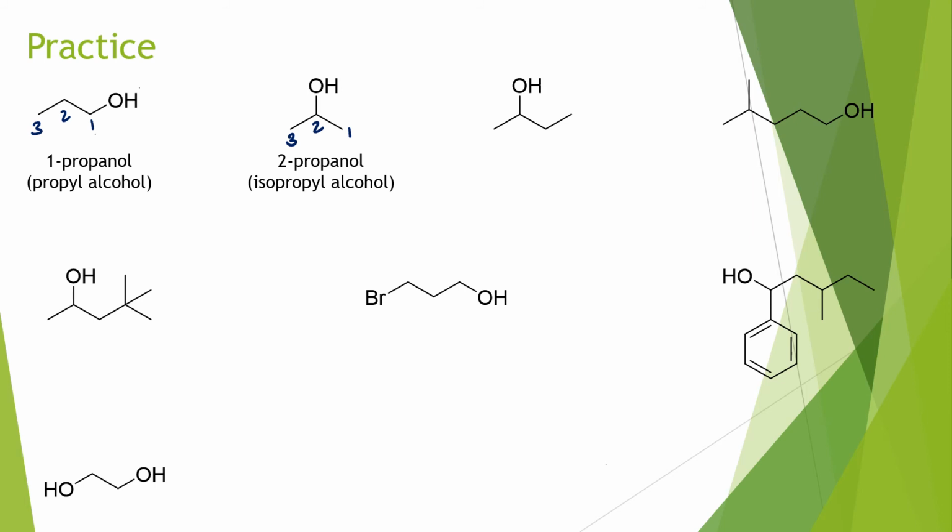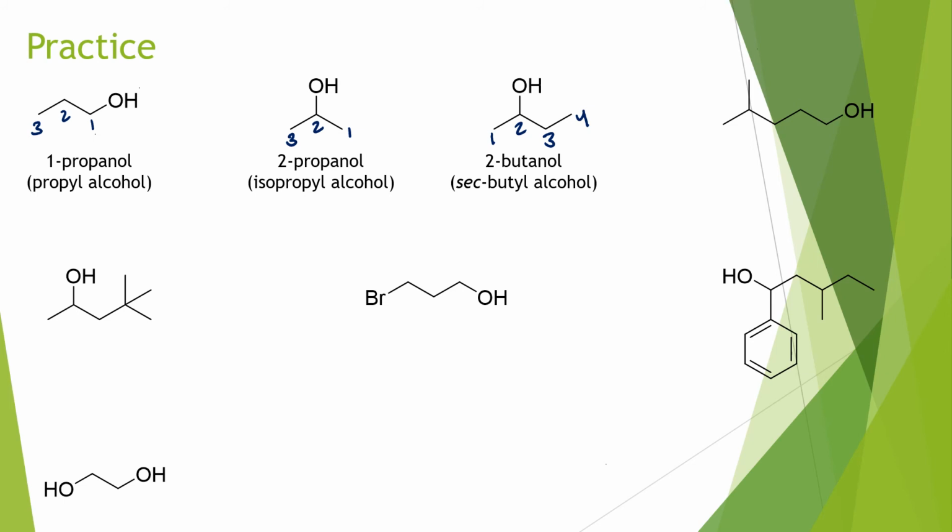Now the next one, our longest carbon chain is 4 carbons long, and it does matter which direction we number from. So we need to number from the left because that's going to be closest to our hydroxyl group. This molecule is 2-butanol, also known as sec-butyl alcohol.